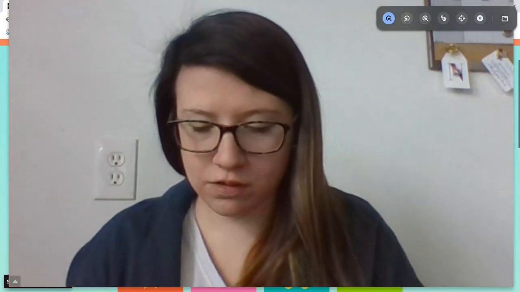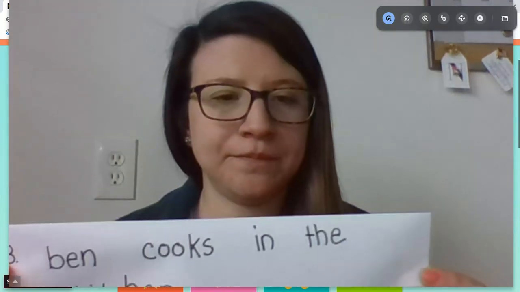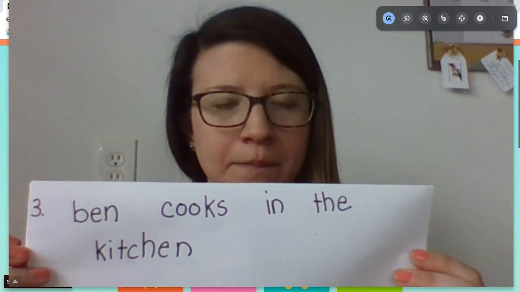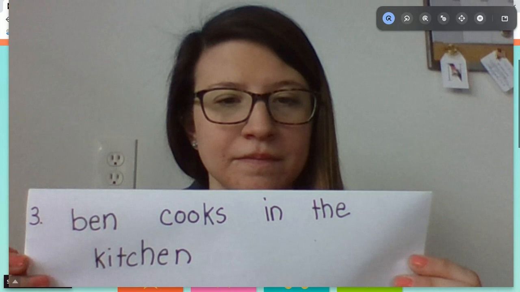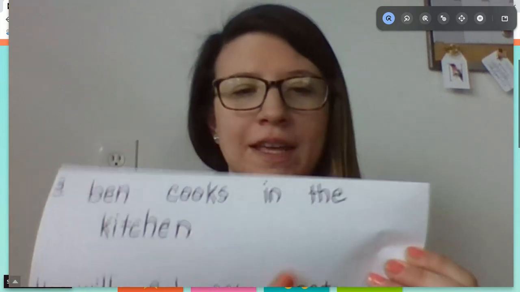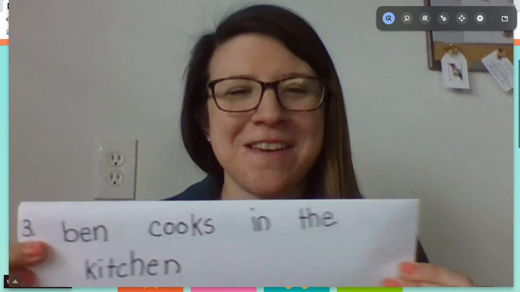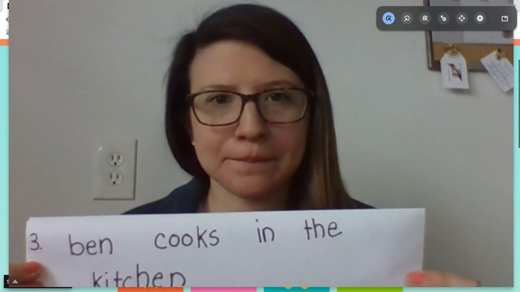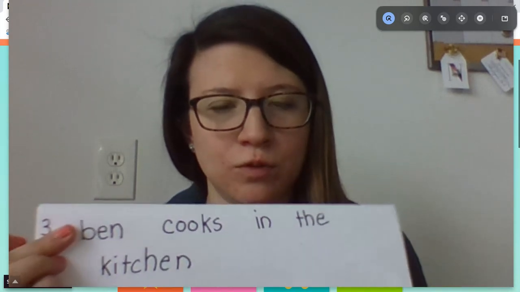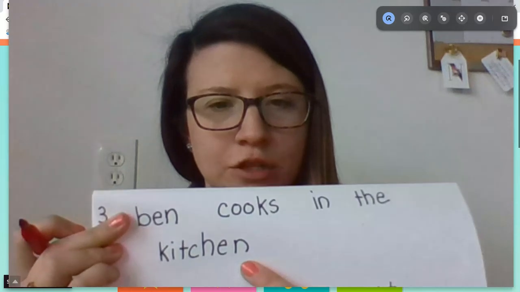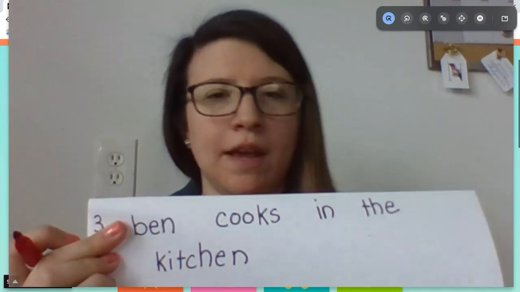All right, next one. Number 3. Take a second and read it. Ben cooks in the kitchen. All right, what do I need? Capital B at the beginning of my sentence, and then question mark or period. Is it a statement or a question? Statement, right? I'm telling you Ben cooks in the kitchen, period at the end. I'm going to change it to a capital B, period at the end. All right, last one.